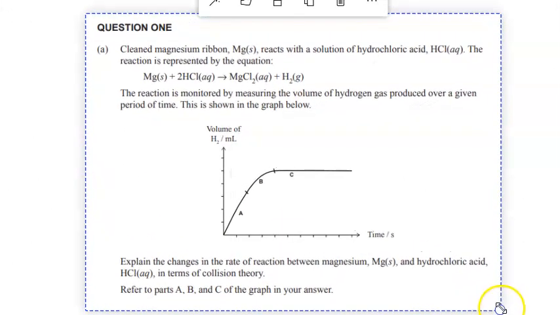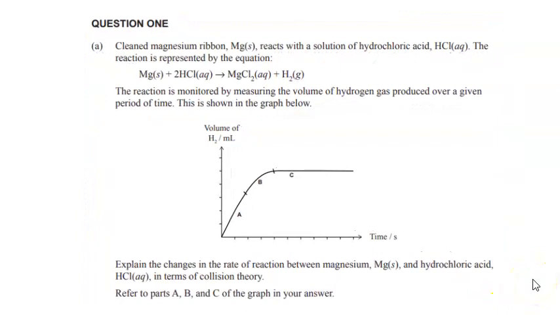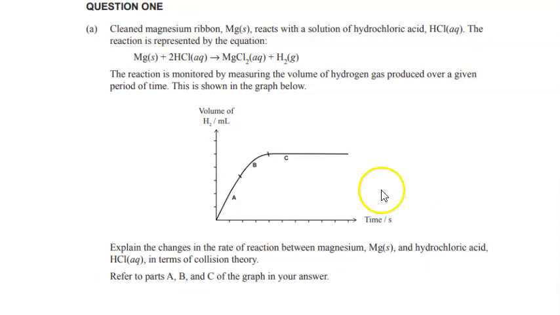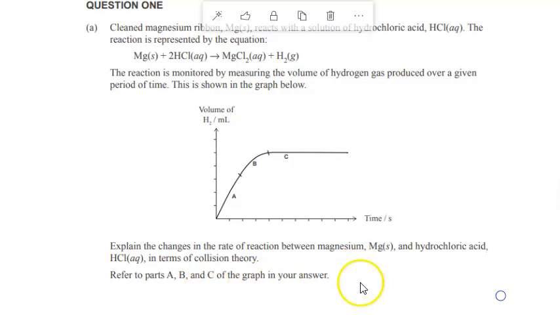So this is the same question that we went over for surface area. Cleaned magnesium ribbon reacts with hydrochloric acid. So we get magnesium plus hydrochloric acid goes into magnesium chloride and hydrogen. The reaction is monitored by measuring the volume of hydrogen gas produced over a given period of time. This is shown in the graph below. Explain the changes in the rate of reaction between magnesium and hydrochloric acid in terms of collision theory. Refer to parts A, B, and C of the graph in your answer.